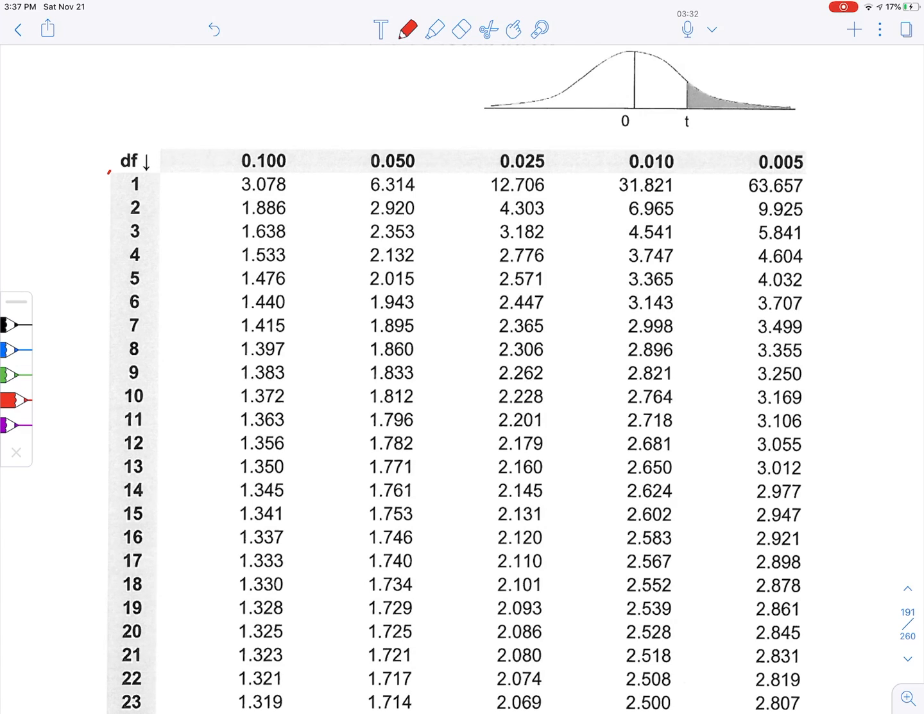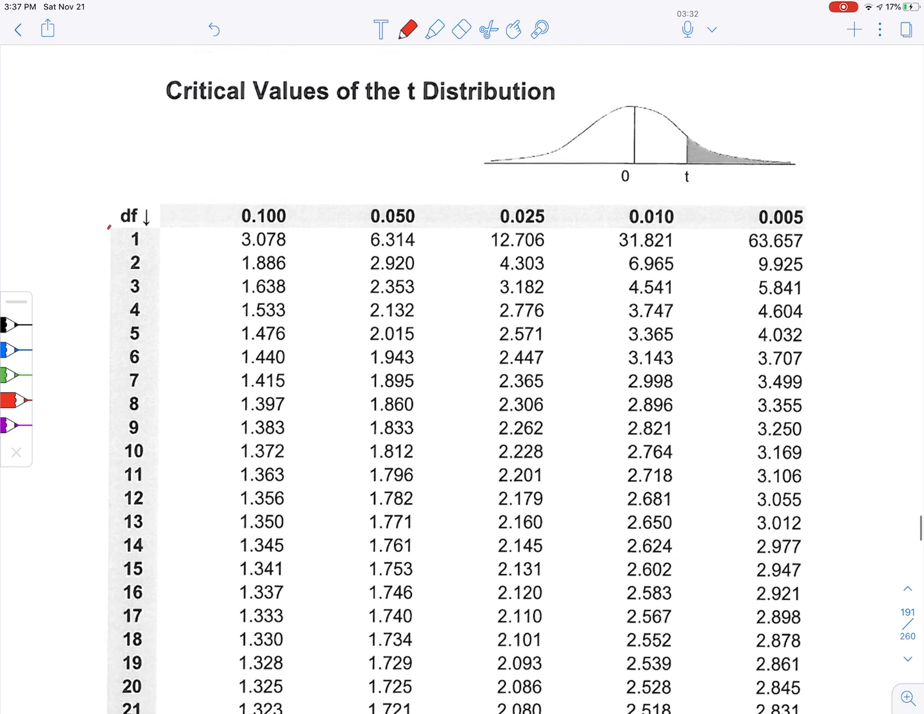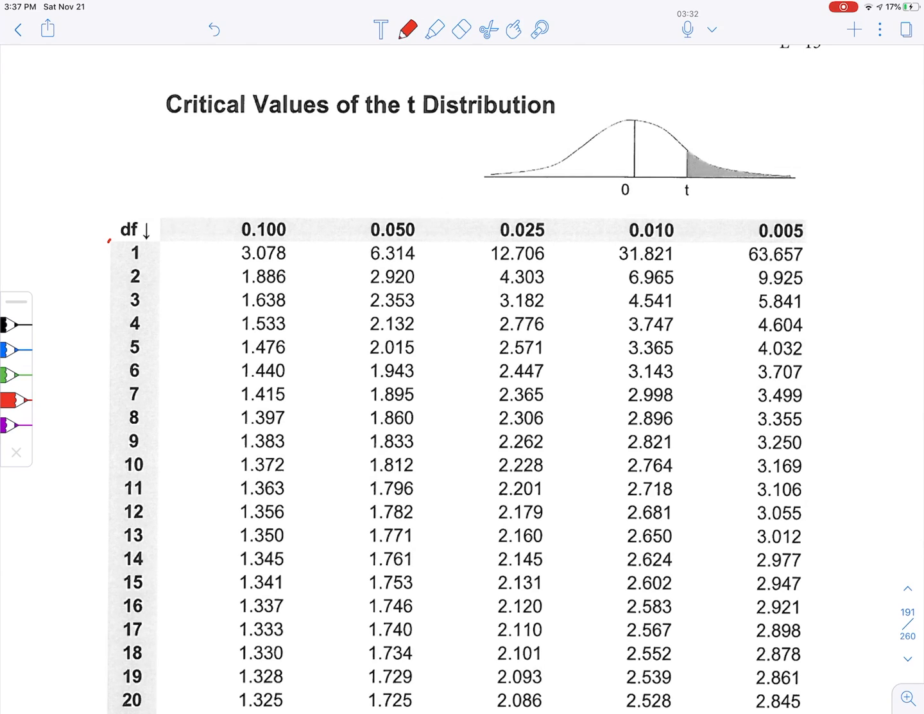And then you go across, and it's actually set up the opposite kind of way as a normal table. Remember, in a normal table, what you had on the outside was the z values, and what you had on the inside were probabilities. Here it's reversed. So it's actually showing you an area in the tail. So this is 5% in the upper tail.